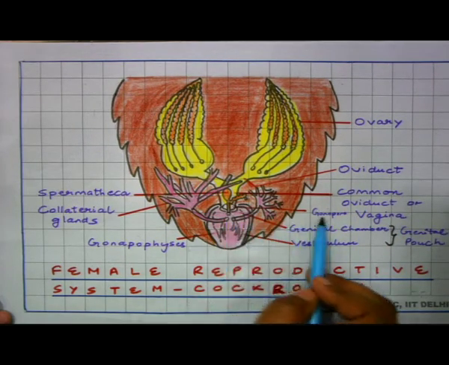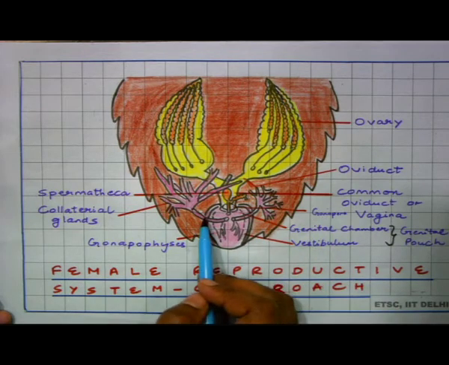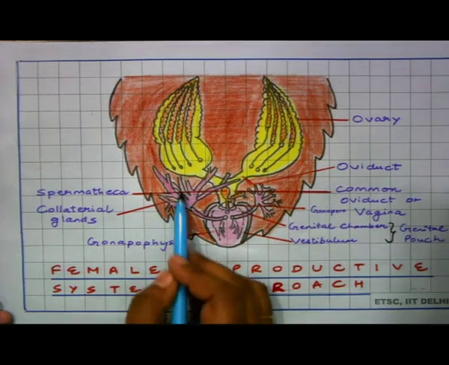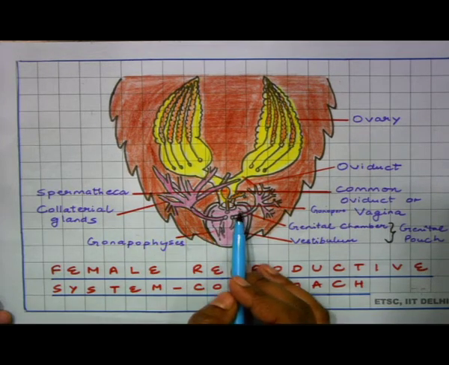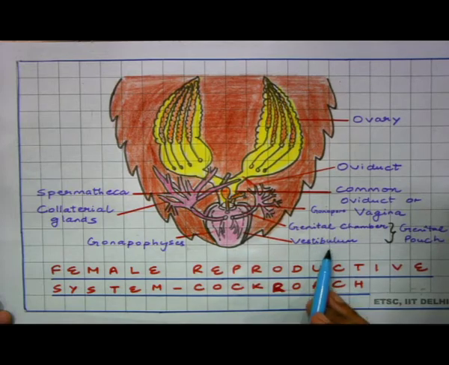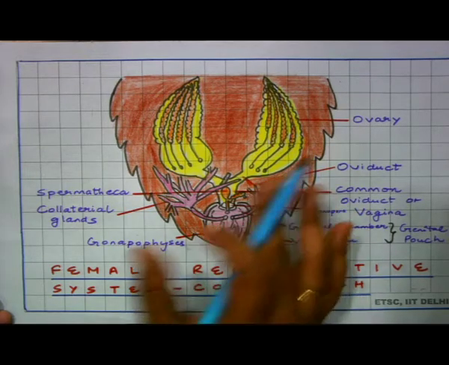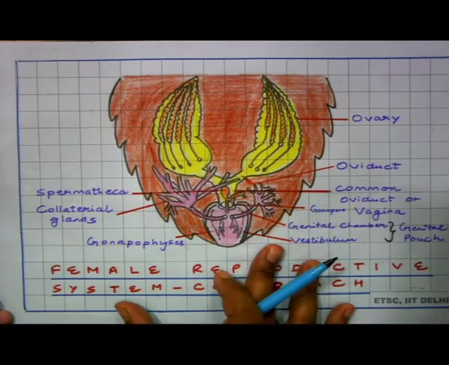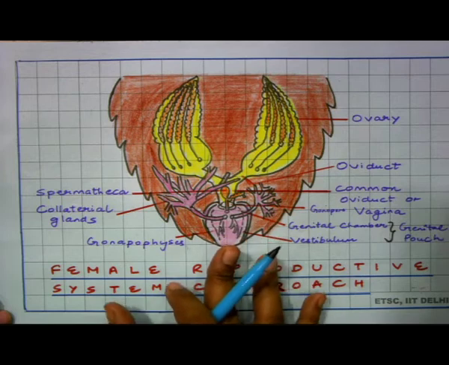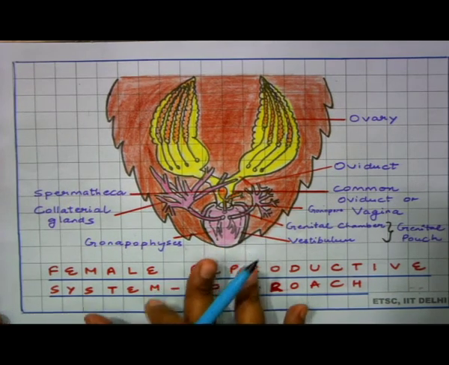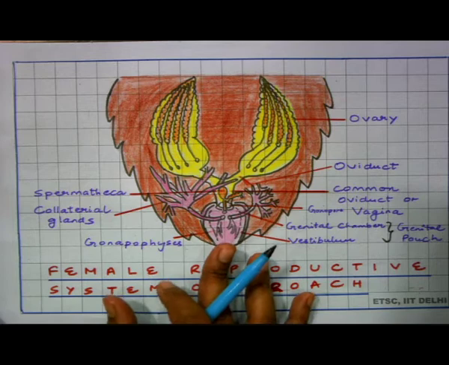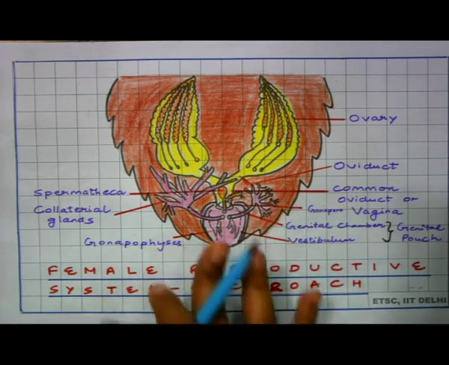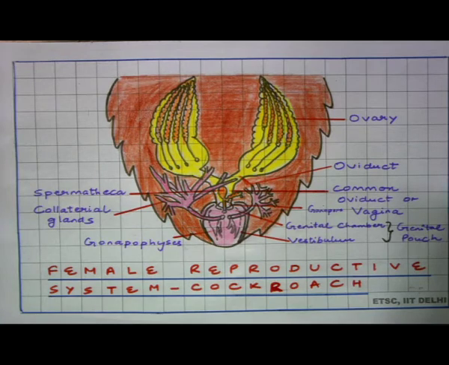Then again there is the female gonopore, then a structure known as spermatheca, collateral glands and the genital pouch which has been divided into genital chamber and vestibulum. So, by looking at the diagram you can get the idea of what all organs are present. A diagram is very important and you need to remember as well as practice them in order to make proper diagrams which should include all the important features of a particular system.